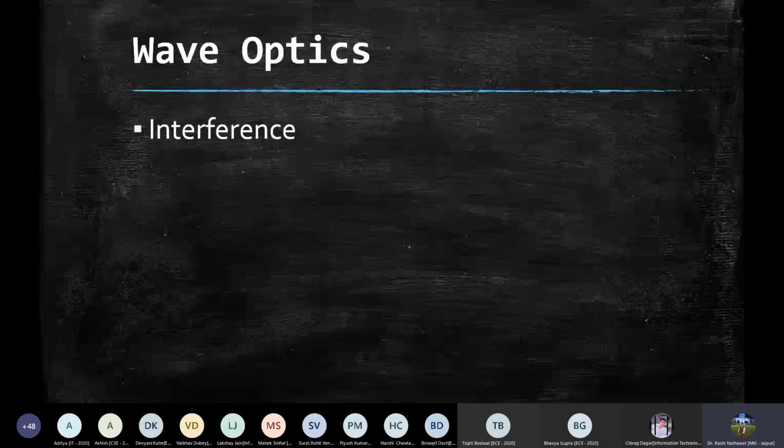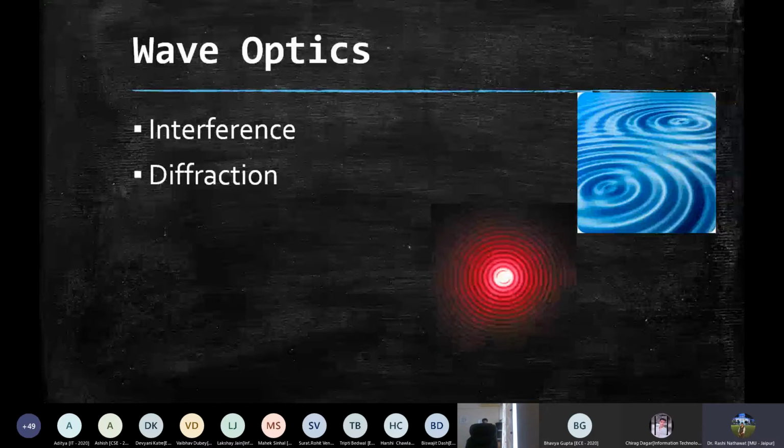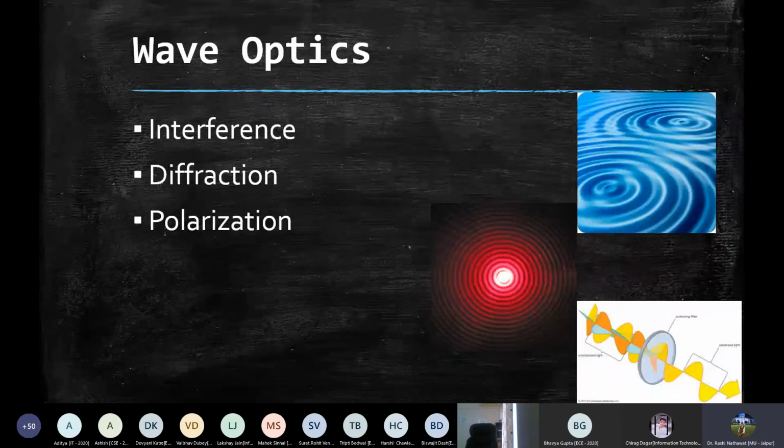We are going to discuss in this part of the syllabus interference: how interference happens, what the phenomenon of interference is, what its principles are, and what its applications will be. Second will be diffraction. You can see the diffraction pattern over here. How does this happen, what is the basic principle behind it? And the third one is polarization. First we will start with interference.